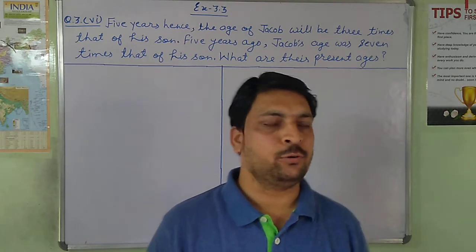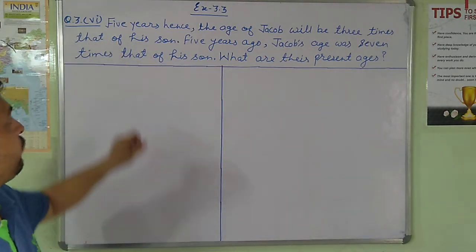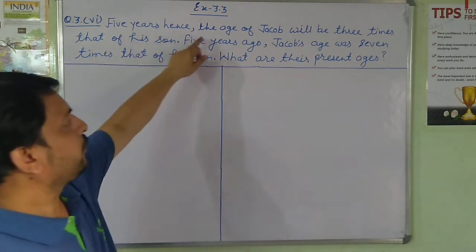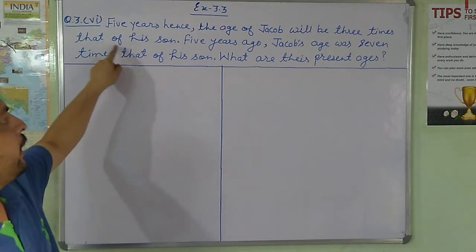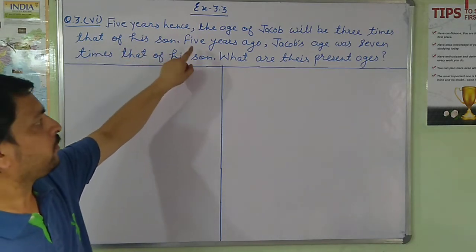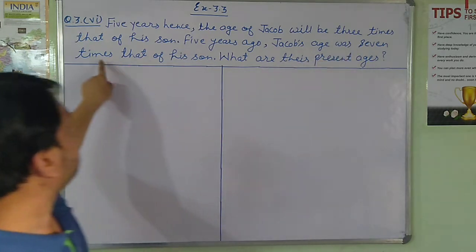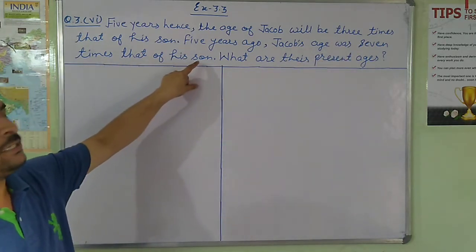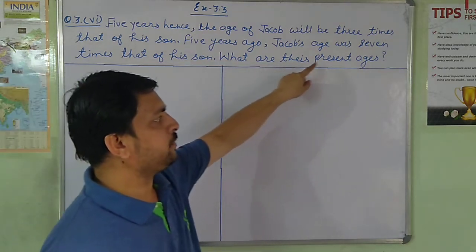Now today we will do sixth part of question number 3. What is our question? 5 years hence the age of Jacob will be 3 times that of his son. 5 years ago Jacob's age was 7 times that of his son. Now there are two conditions given. What are their present ages?